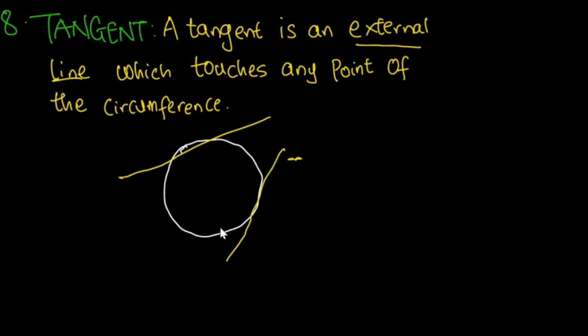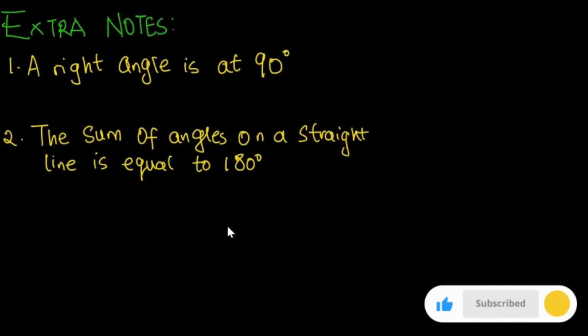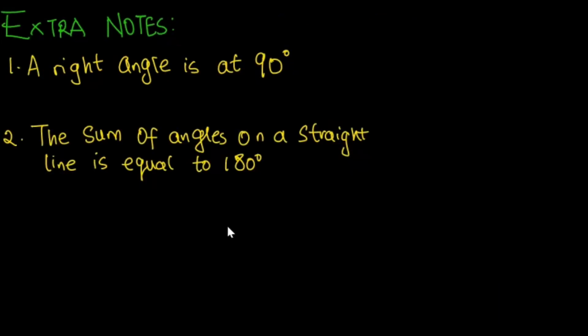This line, they are called tangent. So a tangent is simply an external line that touches any point of the circumference, and also it is a straight line. So here are extra notes that are relevant in circle geometry, and the first is that a right angle is at 90 degrees.